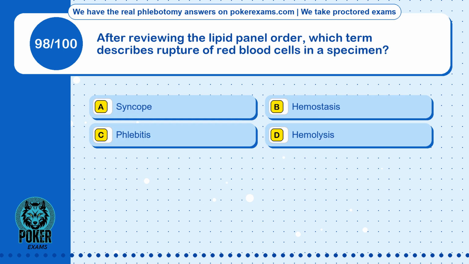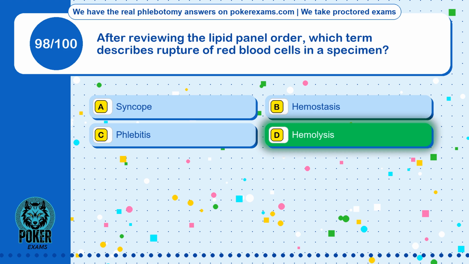Question 98. After reviewing the lipid panel order, which term describes rupture of red blood cells in a specimen? Option A. Syncope. Option B. Hemostasis. Option C. Phlebitis. Option D. Hemolysis. The correct answer is option D.